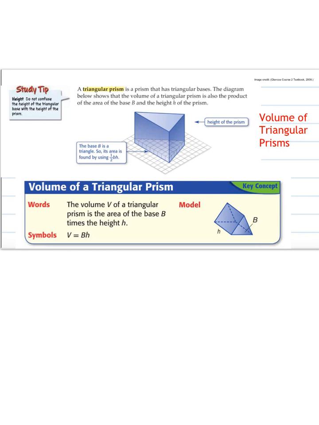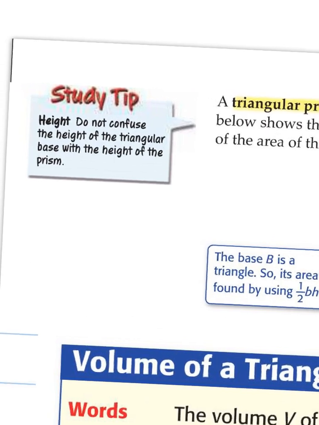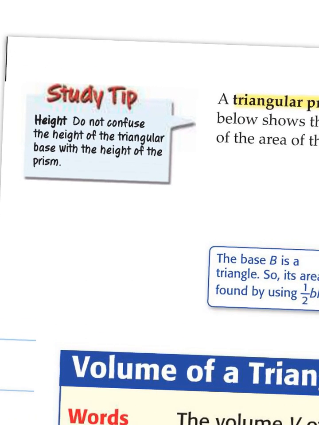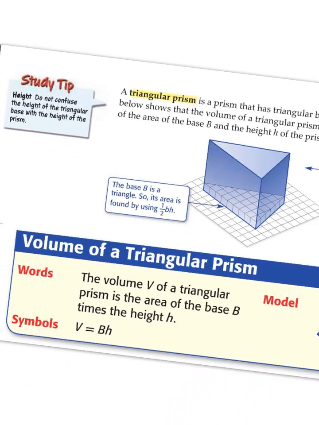All right, a triangular prism. This is a prism that has triangular bases. The diagram below shows that the volume of a triangular prism is also the product of the area of the base, capital B, and the height of the prism. Okay? Something to note here, the height. Do not confuse the height of the triangular base with the height of the prism.